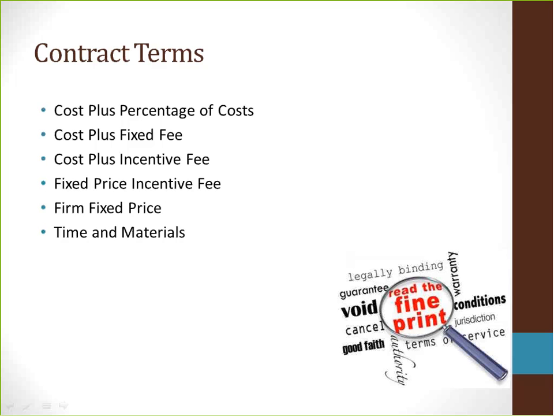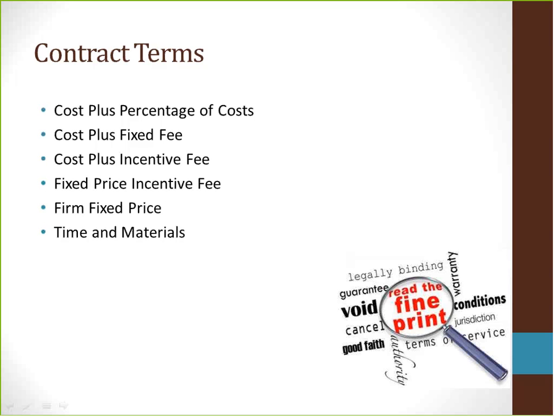Next is firm fixed price. It is an agreement where the contractor agrees to furnish supplies or services at a specified price that is not subject to adjustment because of performance costs. It is best suited when reasonably definite production specifications are available and costs are relatively certain.